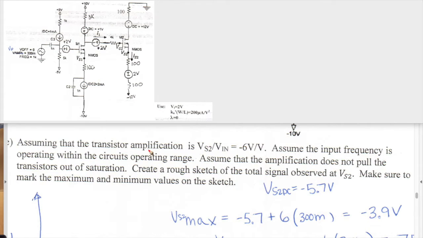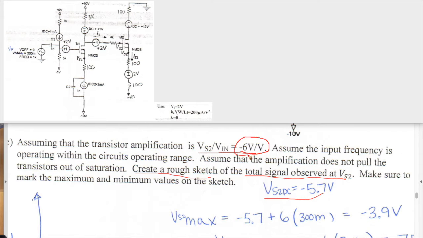The last part of this problem gives you the actual AC amplification. So the AC amplification is a -6 volt per volt. And it says to also assume the input frequency is keeping it in the operating range and that the amplification does not pull it out of saturation. So we want to create a rough sketch of the total signal at VS2. And so from the analysis we found that VS2 in the DC was a -5.7.